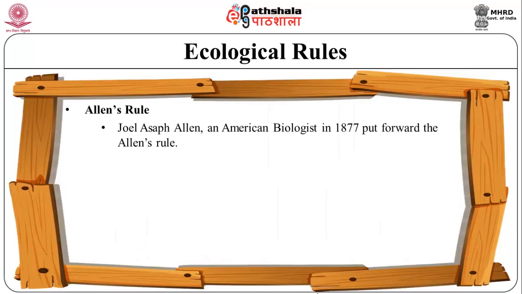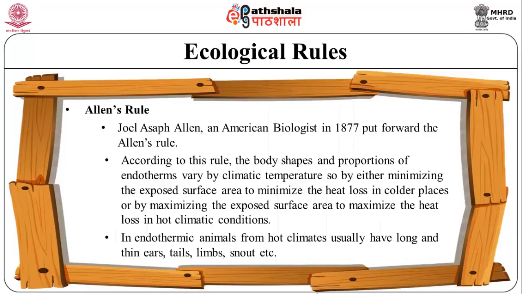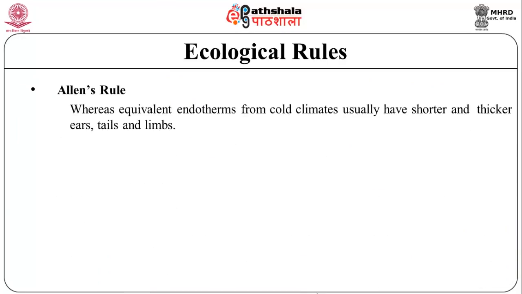Joseph Allen, an American biologist, put forward Allen's rule in 1877. According to this rule, the body shapes and proportions of endotherms vary by climatic temperature, either by minimizing the exposed surface area to minimize heat loss in colder places, or by maximizing the exposed surface area to maximize heat loss in hot climatic conditions. Endothermic animals from hot climates usually have long and thin ears, tails, limbs, snouts, etc., whereas equivalent endotherms from colder climates usually have shorter and thicker ears, tails and limbs.